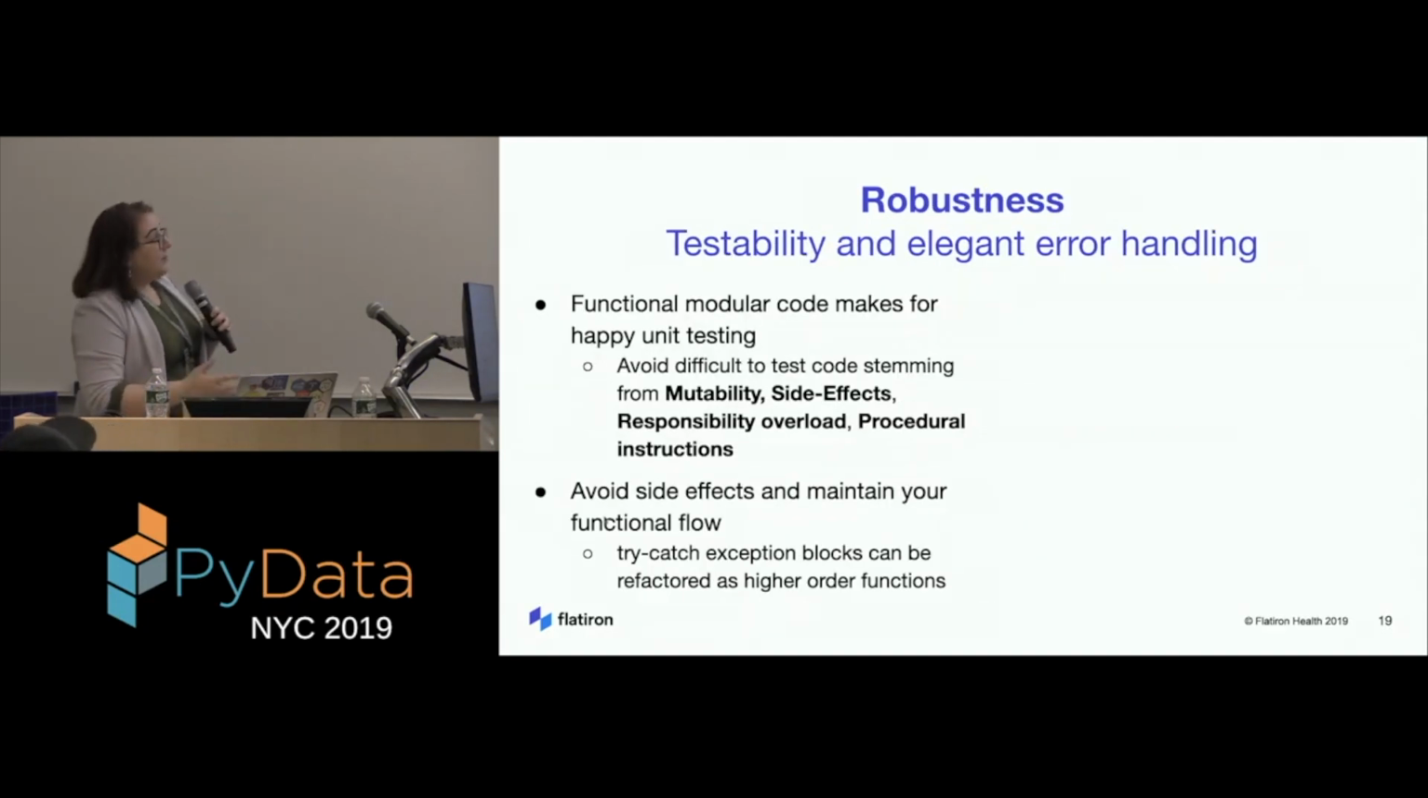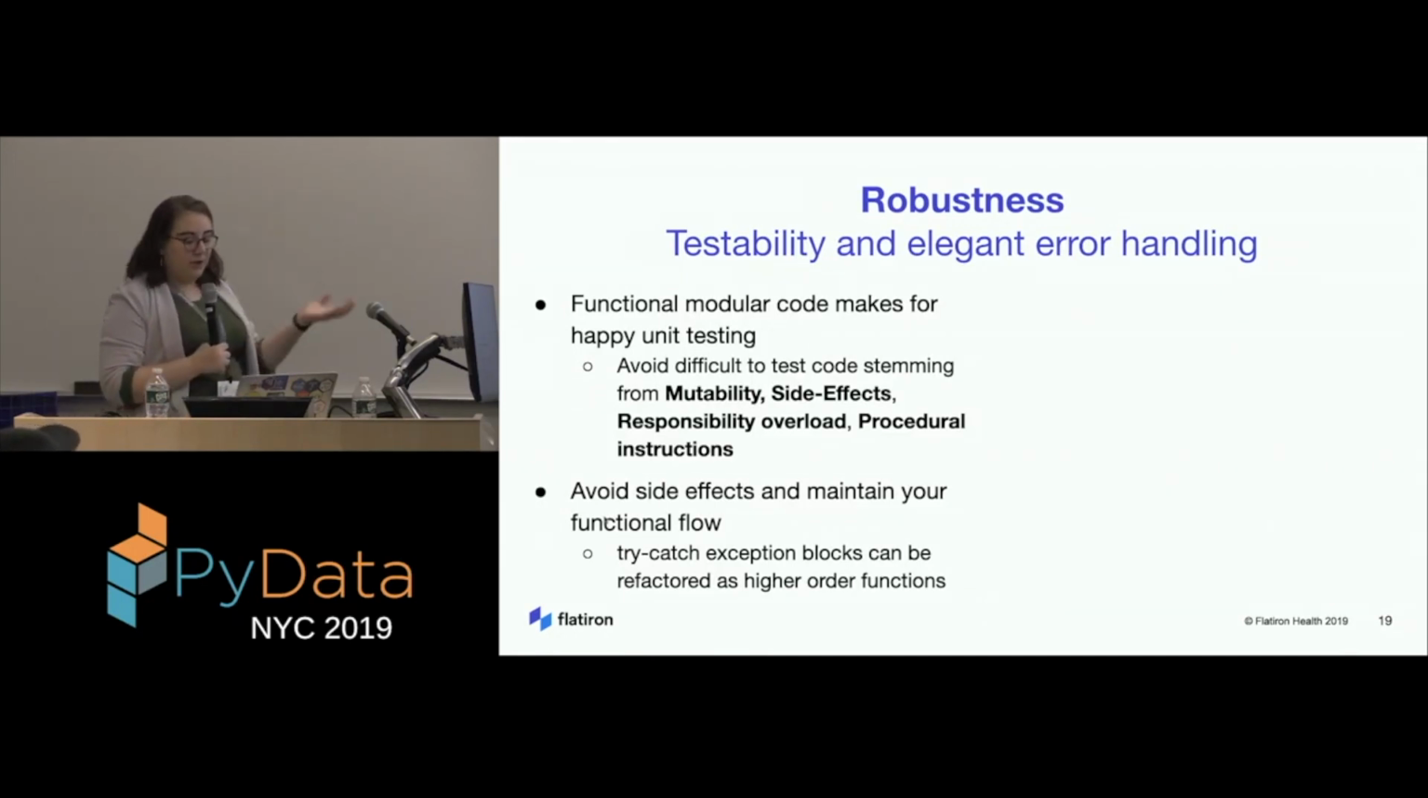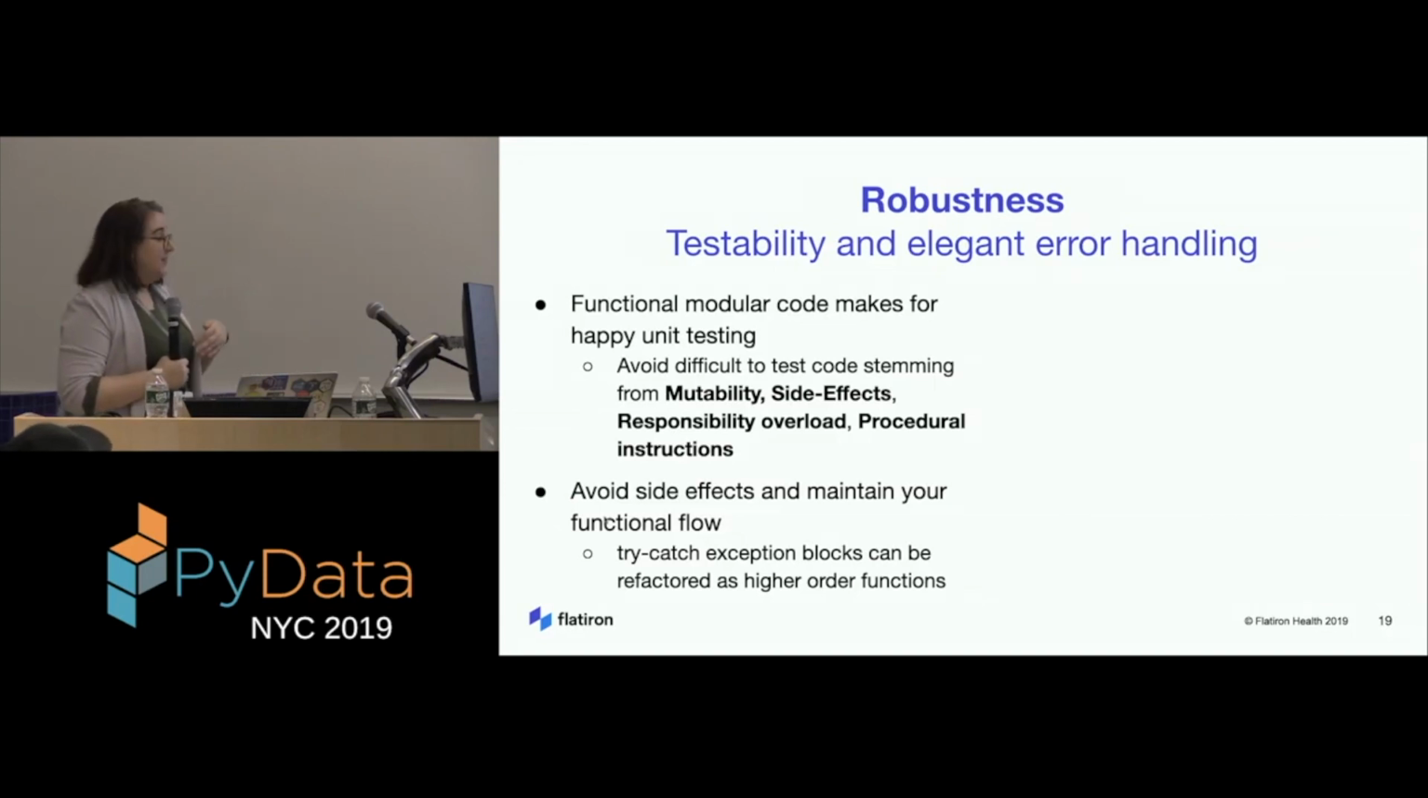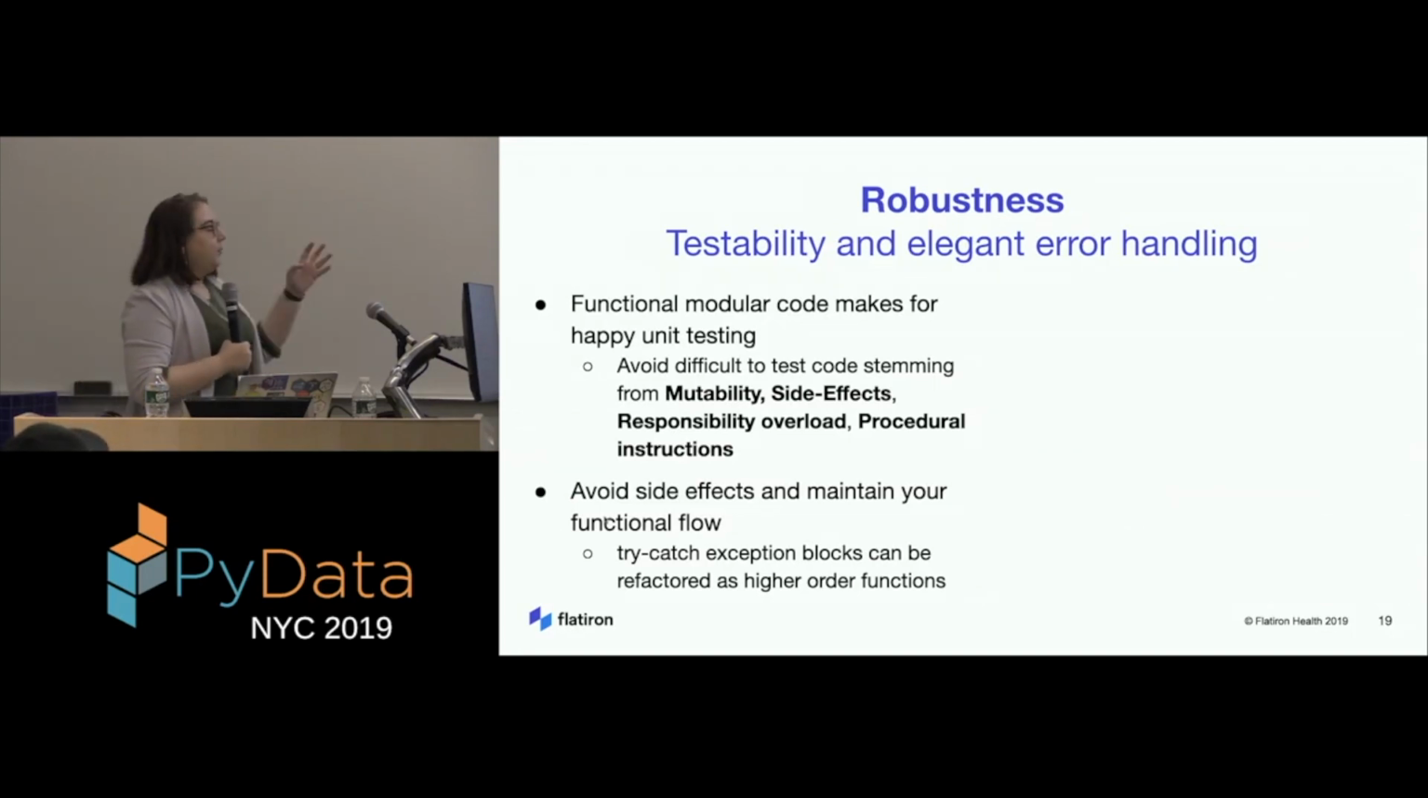And then closely related to this, as I alluded to, is this idea of robustness. So modular functional code that avoids this kind of mutability and side effects and external dependencies is going to be easier to test. And if we're using unit testing more effectively, we're going to be building more robust code in the long run. So code that is harder to test just won't get tested or won't get tested effectively. And so it will be more prone to unexpected errors.